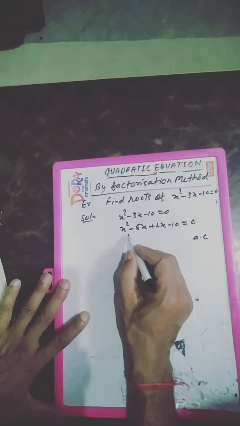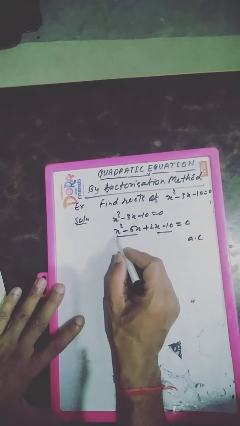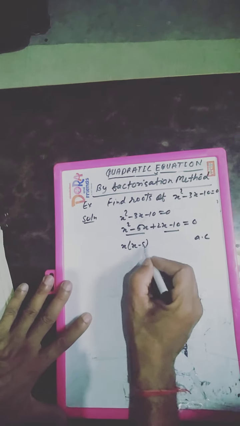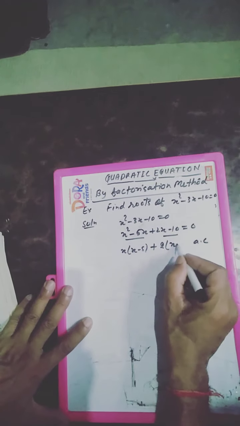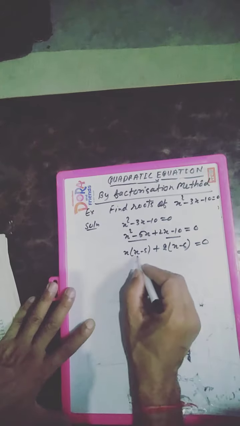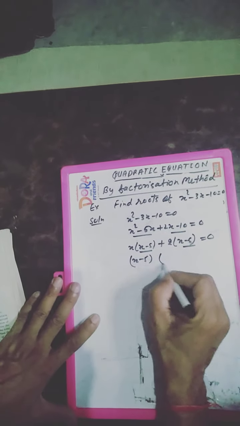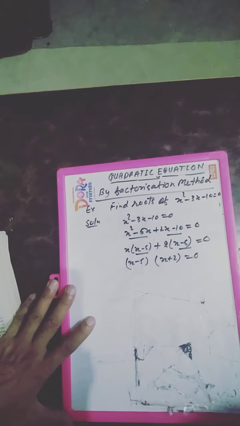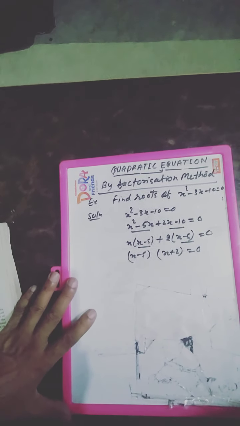So after that we will pair up these two and take x common in the first pair. So taking x common in the first pair, we get x minus 5, and in the second one taking 2 common, inside will be x minus 5, that is equal to 0. So write down the common thing one time and the remaining in the second bracket. So overall the factors of the above equation are x minus 5 and x plus 2, that is 0.